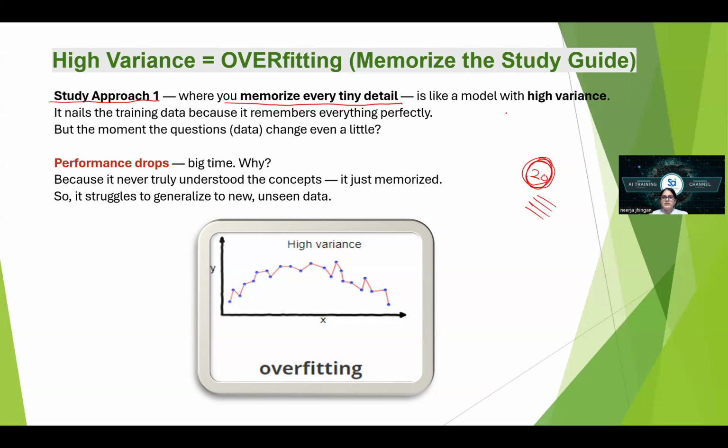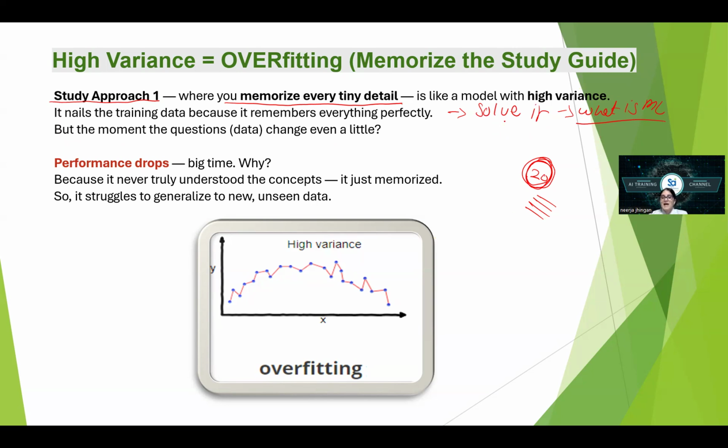So it is like a model with high variance. What will happen in this case? Alice will nail the training data because she remembers everything perfectly, right? So whatever questions I have given to Alice, she will be able to solve. But the moment the questions change even a little, let's say in the test I give her the question, what is machine learning, right? She just memorized this question with the answer as it is.